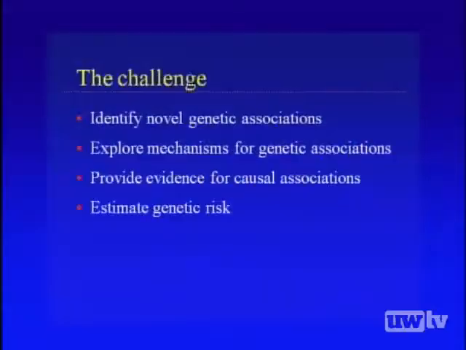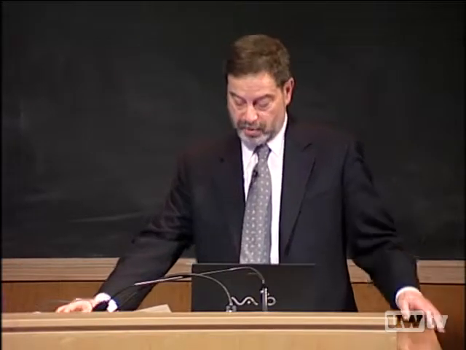So the challenge is to identify novel genetic associations, and I'm going to focus today on some cardiometabolic traits. We would want to be able to use this to help explore mechanisms that might underlie these genetic associations. Obviously the gold ring, or the ultimate goal, is to provide evidence for causal associations that can then be used to either estimate genetic risk or to identify targets for intervention.